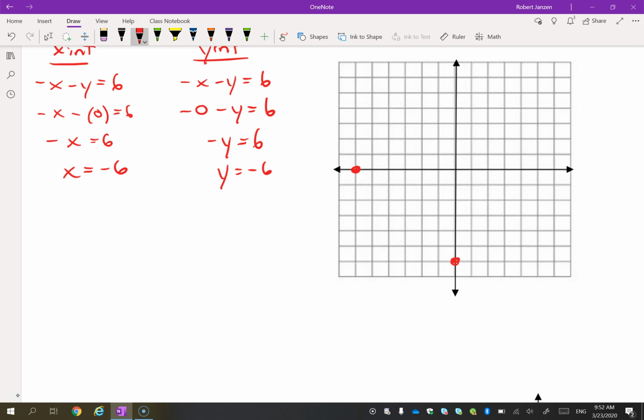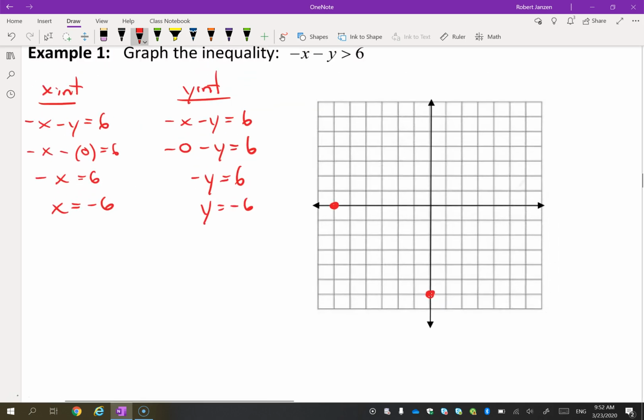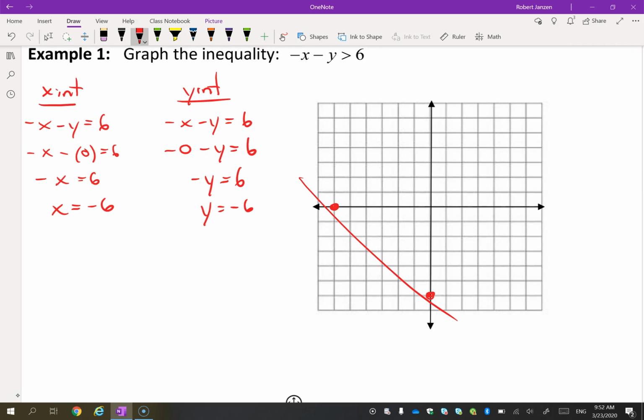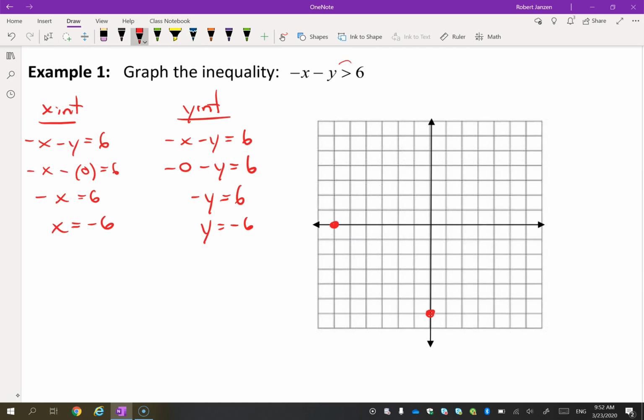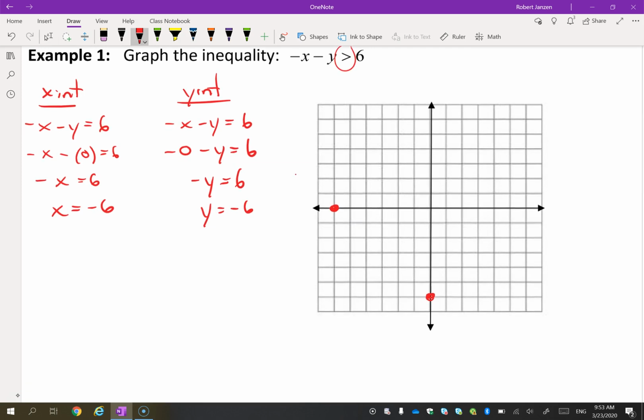Right there. So if I was drawing the line, I would just connect the dots. But I'm not drawing a line. I'm looking for where this graph is greater than 6, not equal to. So I'm going to start by drawing a dotted line, because it's not equal to 6.